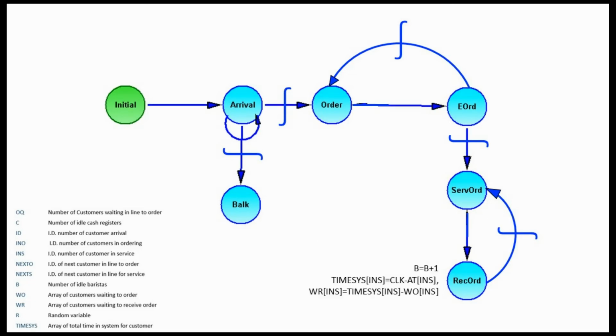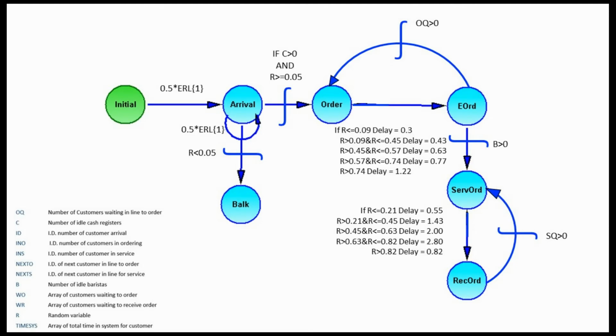During a receive order event, a customer's order has now finished and they leave the system. In the model, the number of free barista servers increments and the total time the customer was in the system is calculated. This also triggers another service order event if there is someone in the server's queue, as there is now a free barista.